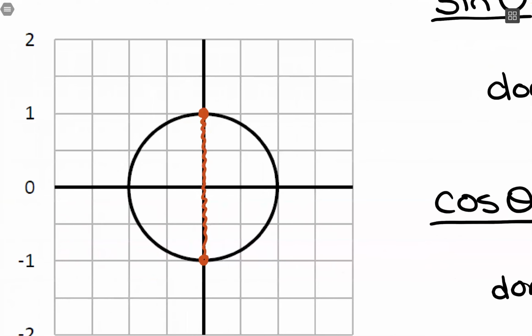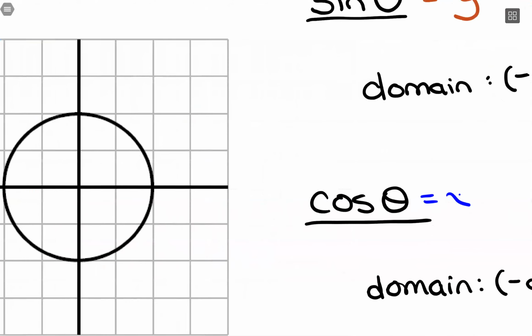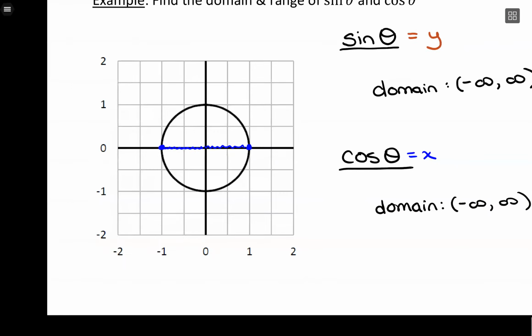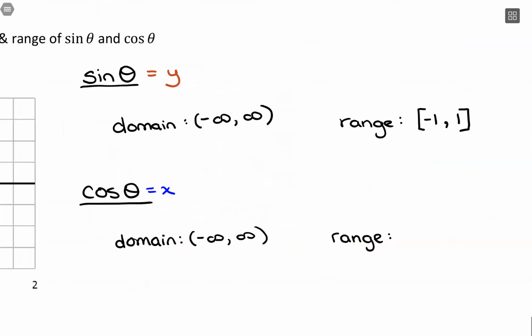Now for cosine, pretty much the same thing happens, except we're just looking at our x-coordinate. So for our x-coordinates, we can have 0 as a possible x-coordinate coming through at those points. And then we can see we have these positive x-coordinates, positive, positive, until we get to +1. So we're seeing all of these values up to and including +1. And same thing on the other side. We have these negative values. So for cosine, we're going to have values between -1 and +1 as well.